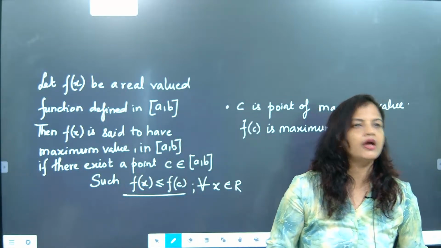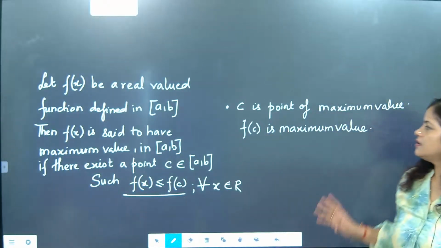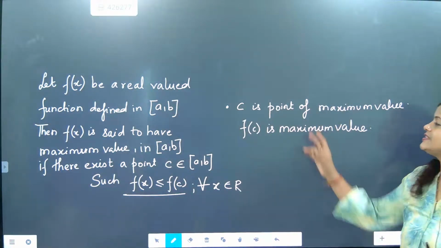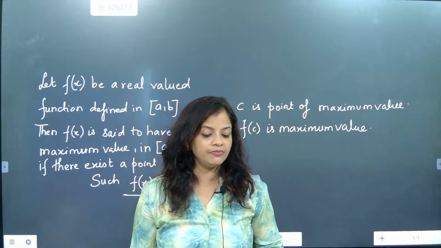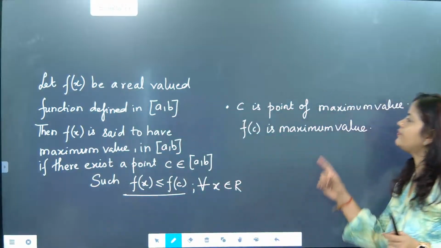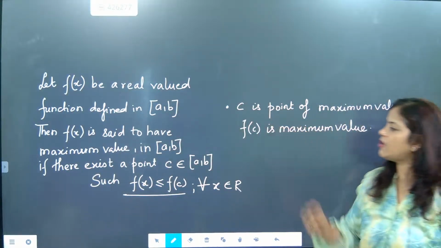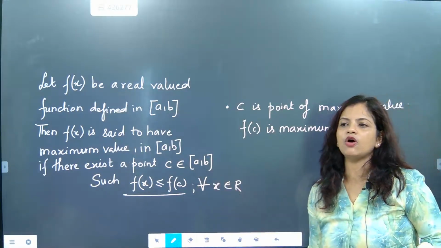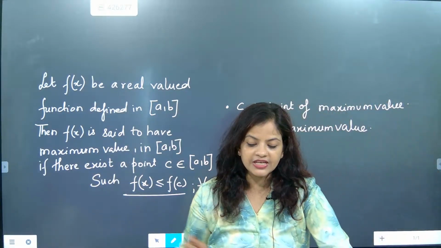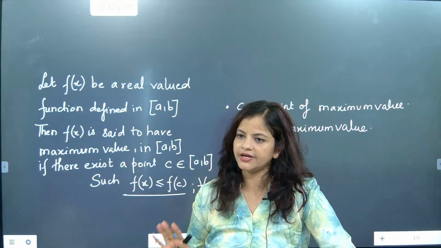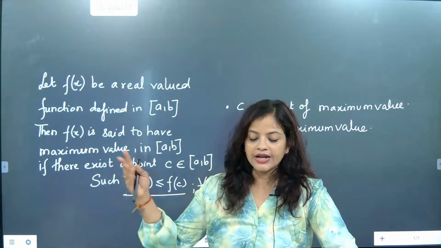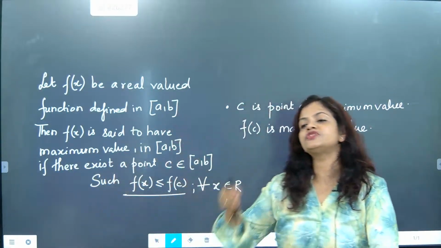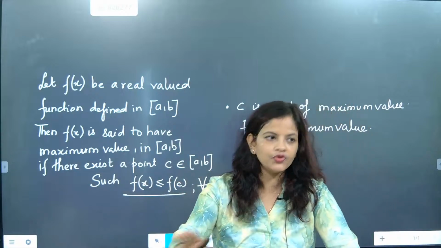I'm going to start explaining everything. Are you ready for it? So what is C? C is the point of maximum. Here, for defining maximum, I have taken C as a point. C is a point of maximum, and C must belong to the interval A comma B, and C will be on the x-axis. So C is any x-axis value, and f of C will be the y value.